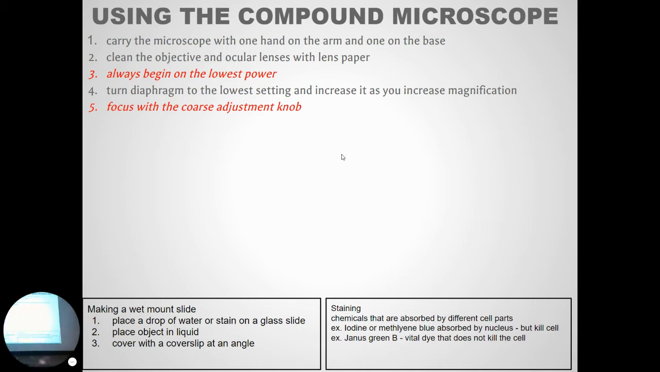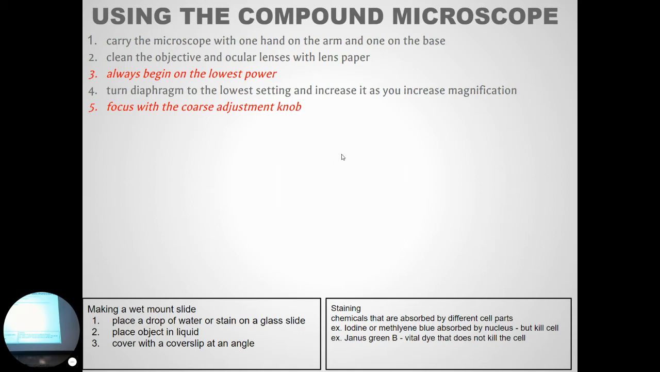You focus the microscope using these knobs here. The larger one is called the coarse adjustment. It moves the stage a lot to focus a lot. The fine adjustment's the smaller knob. It just moves things really, really small amounts. It's for sort of fine tuning the focus. So the coarse adjustment moves it a lot.